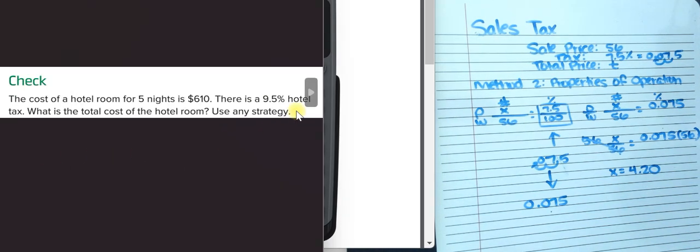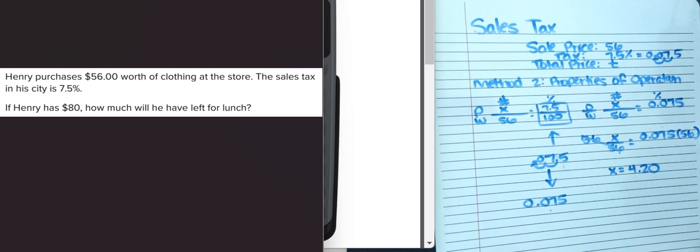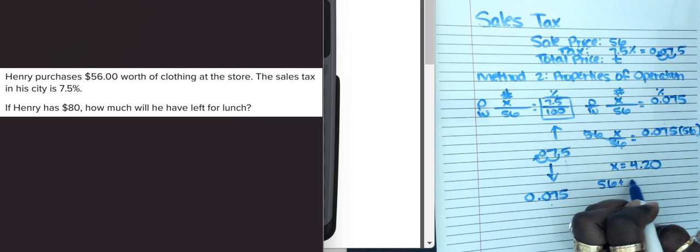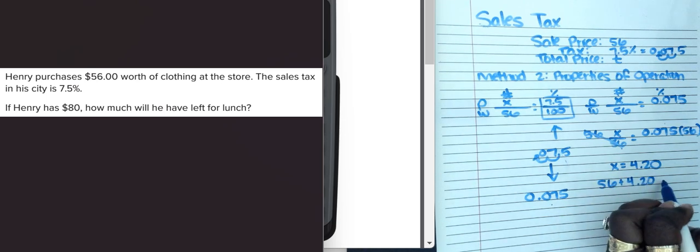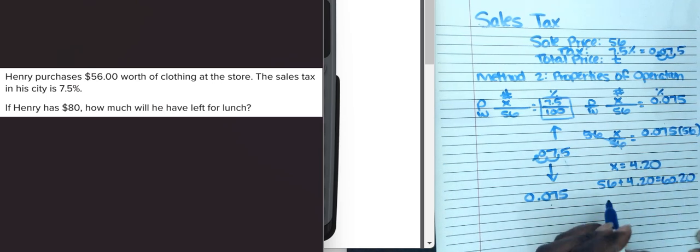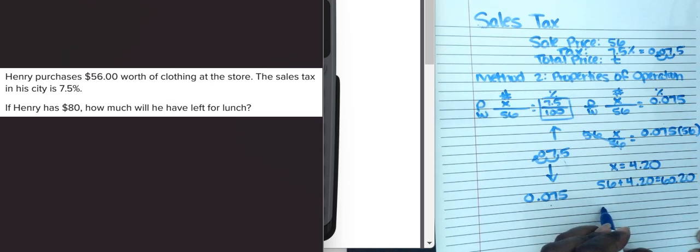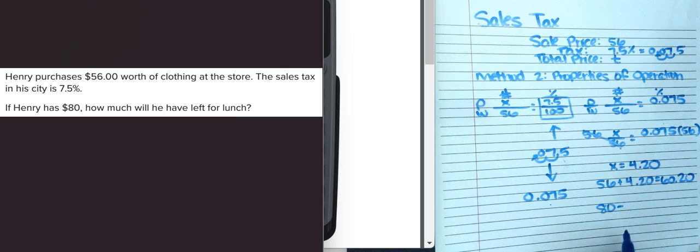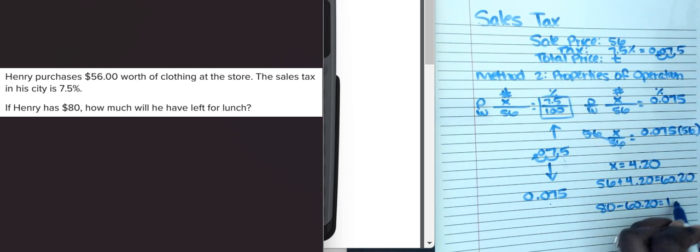Okay, so $4.20 is his tax amount. We're trying to find out how much he needs to pay in all. So it's going to be the sale price plus the tax amount, which gives me $60.20. And then he has $80. Okay, so out of that $80, we're trying to find out how much he will have left after he pays for the clothing that he purchases. So minus the $60.20, he is left with 19.8 if you plug that into the calculator.